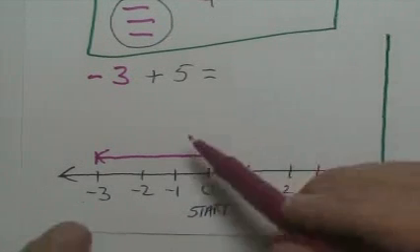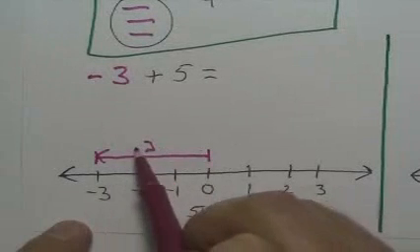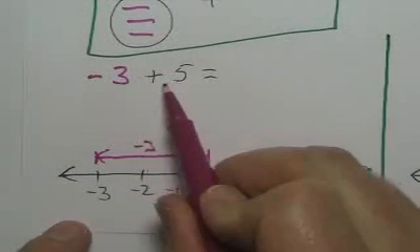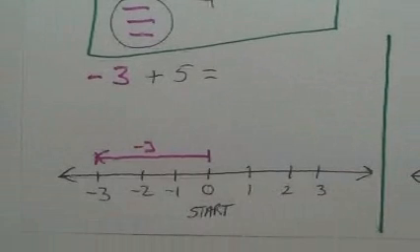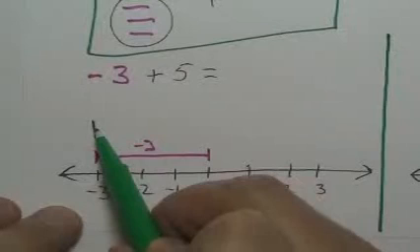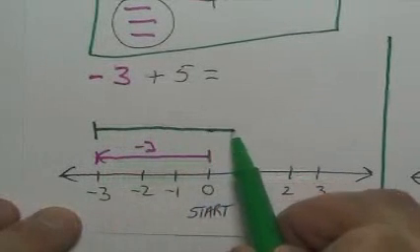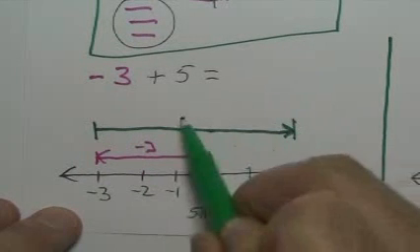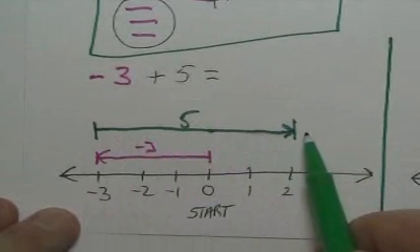Okay. All right. So anyways, this is negative 3. I went 3 spaces this direction. From here, now I need to go 5 spaces, so I'll go 5 spaces this direction. Starting from here, 1, 2, 3, 4, 5. I'll stop right there. So I went 3 this way, then 5 the other direction.